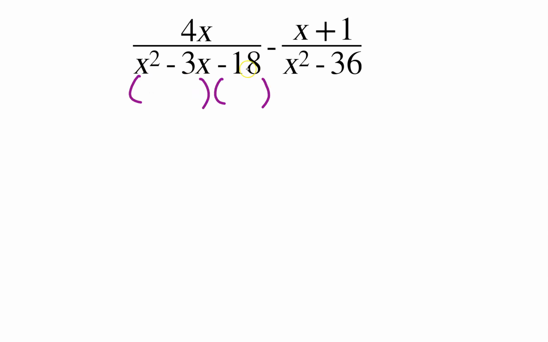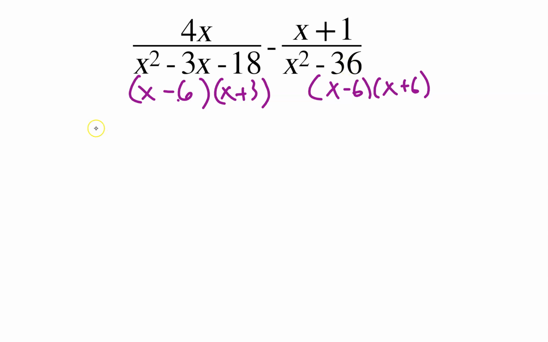So I'm looking for numbers that multiply to be negative 18. So x minus 6 and x plus 3, because negative 6 times 3 is negative 18, and minus 6 plus 3 would be minus 3x. Over here, how would this factor? It would be numbers that multiply to be negative 36 and add to be 0 because there's a missing term. This is our difference of two squares. x times x is x squared, minus 6 and plus 6 is negative 36.